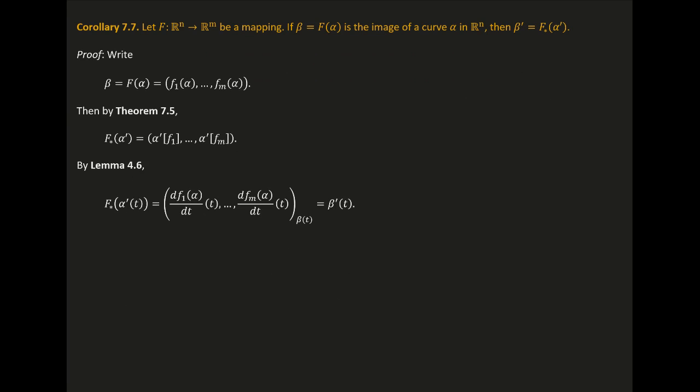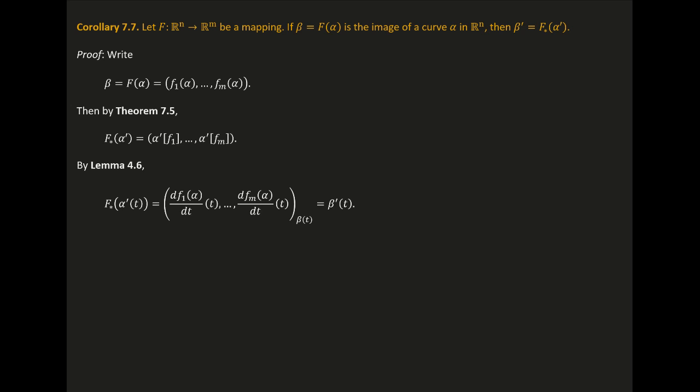Next, we consider the following corollary. Let f be a mapping from Rn to Rm. If beta equals the composition of f with alpha, which is the image of the curve alpha under f, then beta prime is equal to f star of alpha prime.